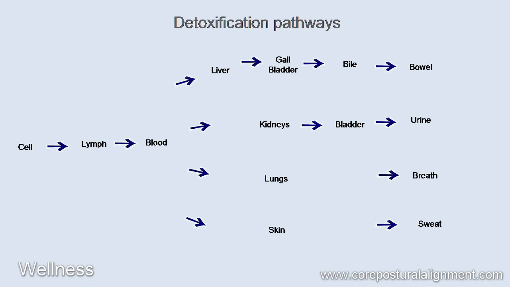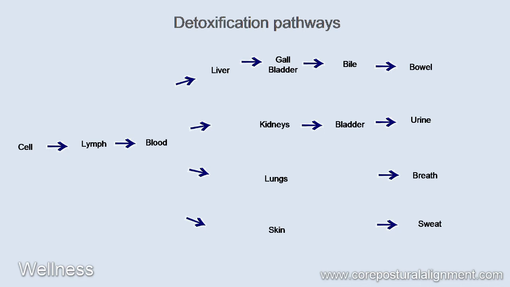So we're going to look at getting the toxicity out, not starting at the cell, but actually starting at the exit point. So we're going to work backwards. And what happens if we've got a blockage in this pathway and the toxins are not getting out is we do get this, like we say, the backup back into the cell. And what happens to the cell is the pH is altered. It becomes a little bit more acidic. So we have acidosis of the cell.